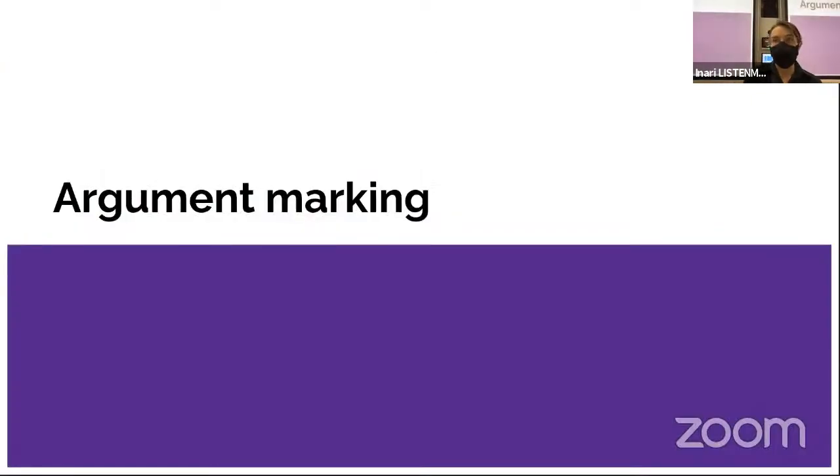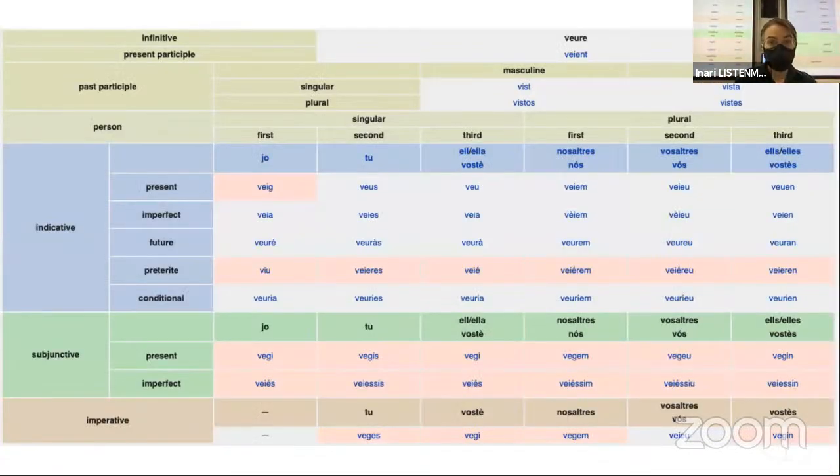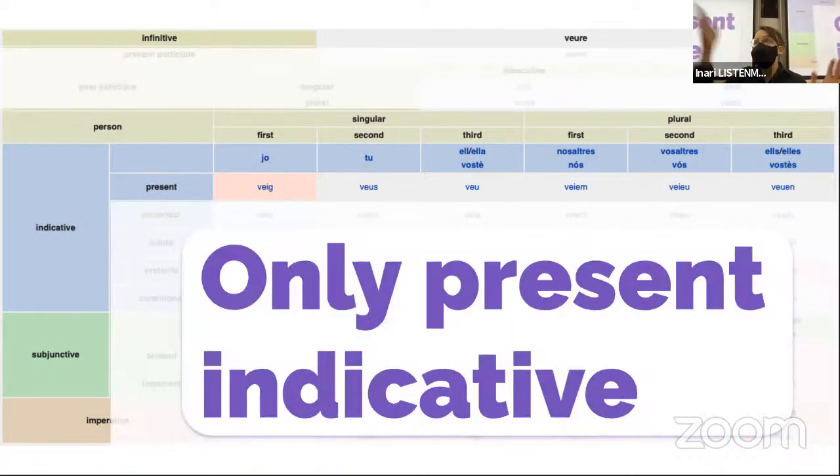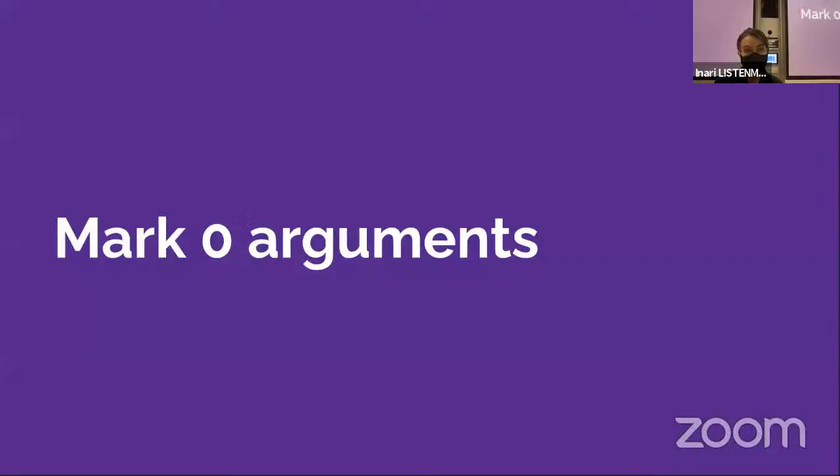So let's talk about the argument marking in a bit more detail. In all of these examples, I'm talking about languages that may have very complex inflection tables, but I will only consider person marking. So consider whatever language like this, we're only looking at the present indicative just to make it simple. So the first possible combination.